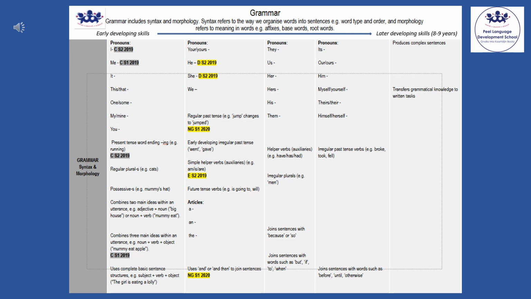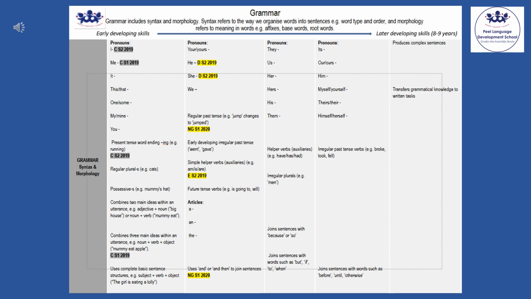Another common goal that may be set for your child is learning to use what we call auxiliaries or helper verbs. So these are words like am, is and are, or have, has and had. So often students with language difficulties will leave these little words out of their sentences or not use them consistently.